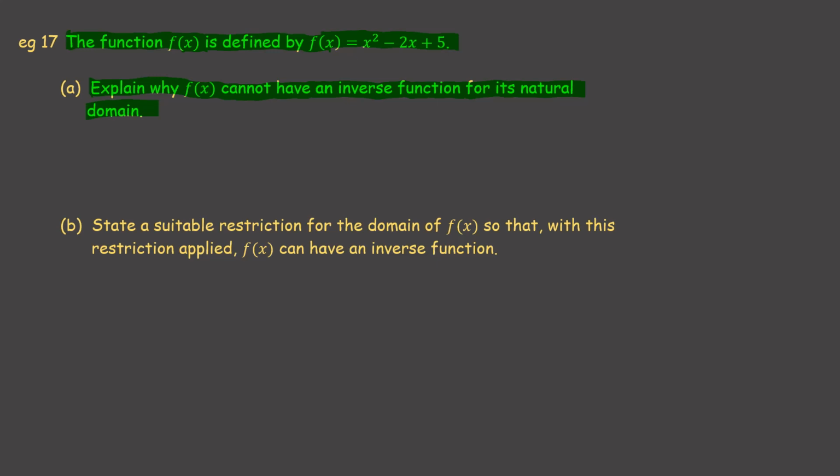Well, it's a quadratic. There's no problem with any input value. So the natural domain is just x is all reals. So we're going to have a parabola, and we know that that is not one-to-one.